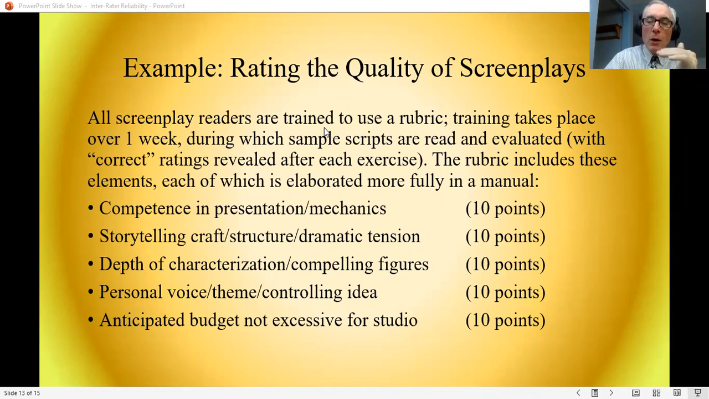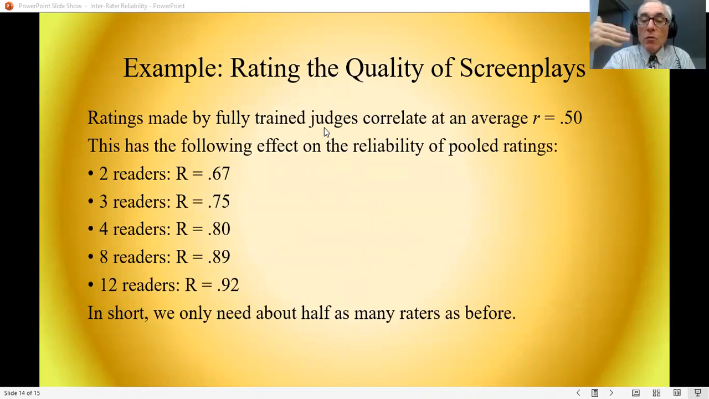And so because they're following this step-by-step procedure, the judges will tend to agree more closely. So what if we get them up to an average correlation of 0.5? Well, this increases the reliability of their joint ratings as well. So for 2 raters, we're already up to 0.67, 3 raters, 0.75, and so forth. And if you compare this to what was on the previous slide, a few slides back, you'll find that with about half as many raters as before, we're achieving comparable levels of reliability. So that 1-week training program means that maybe we can get by with only 3 or 4 people reading each screenplay rather than 8 or so people reading each one.